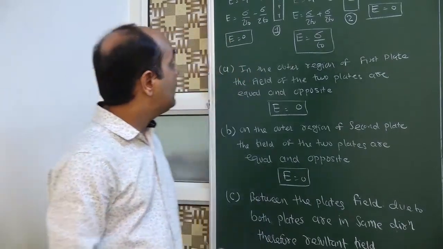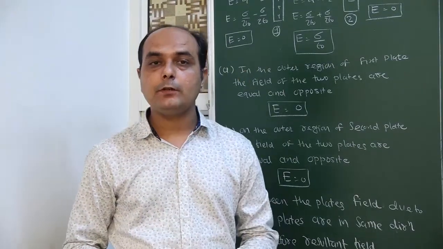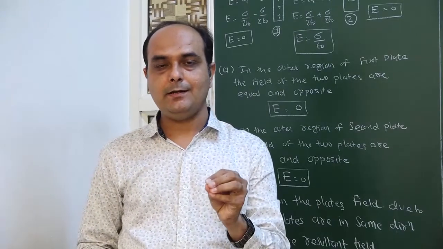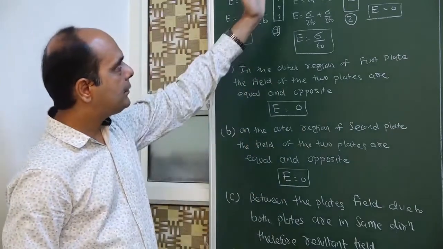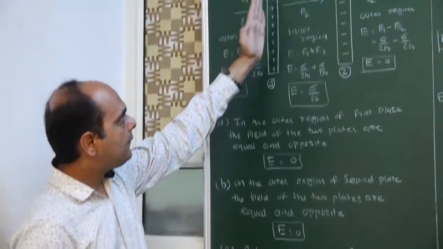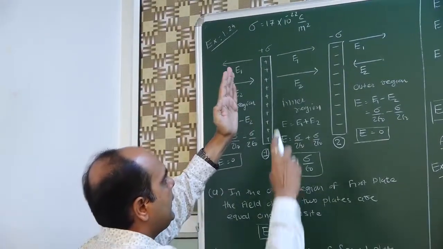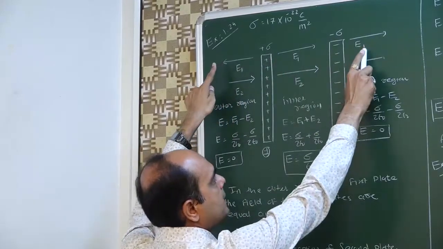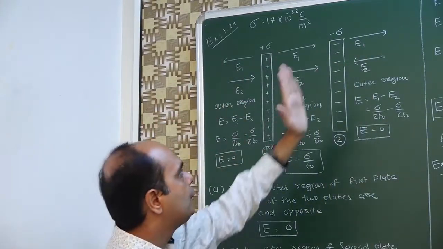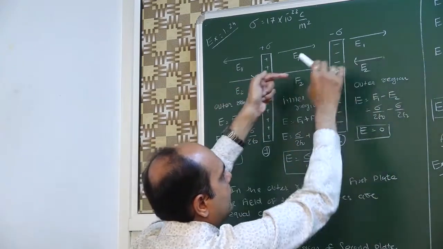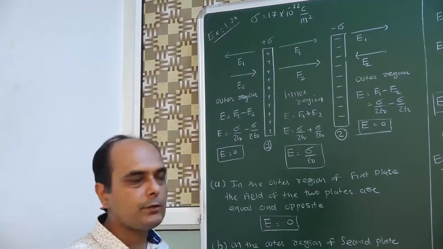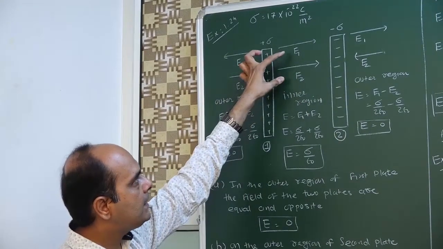Well, students, this example number 24 is related to a uniformly charged infinite plane sheet. There are two plates. The first plate is positively charged. Due to this positively charged plate, the electric field is away from the plate. That is E1. Due to the negatively charged plate, the electric field is towards the plate. That is E2. Now you can observe that between the two plates, the electric field is in the same direction.